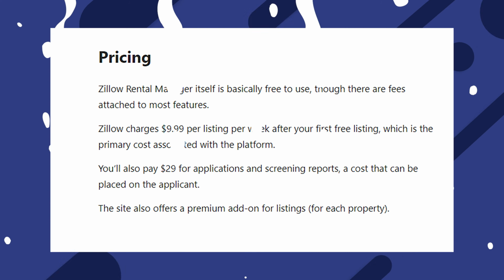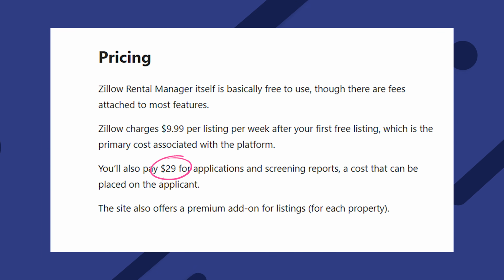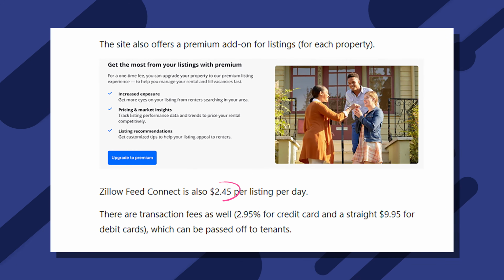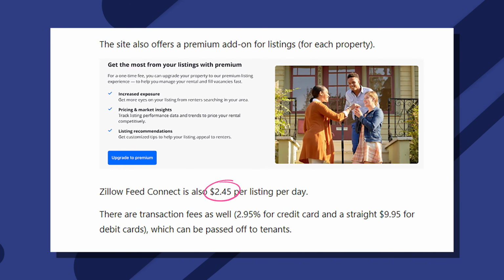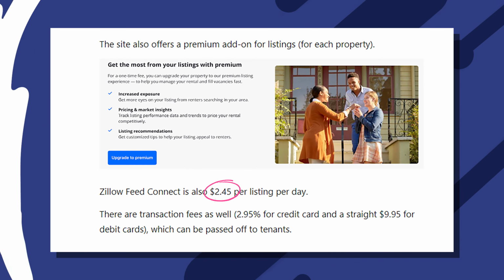Zillow Rental Manager itself is basically free to use, though there are fees attached to most features. Zillow charges $9.99 per listing per week after your first free listing, which is the primary cost associated with the platform. You also pay $29 for application and screening reports, a cost that can be placed on the applicant. The site also offers a premium add-on for listings for each property. Zillow Feed Connect is also $2.45 per listing per day. There are transaction fees as well, such as 2.95% for credit card and a straight $9.95 for debit cards, which can be passed off to the tenants.